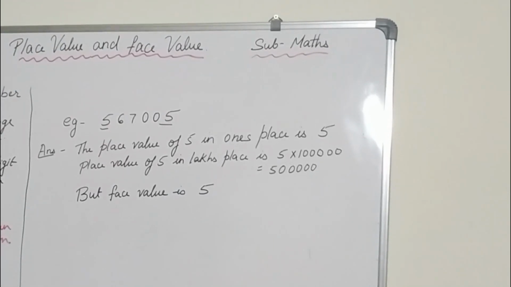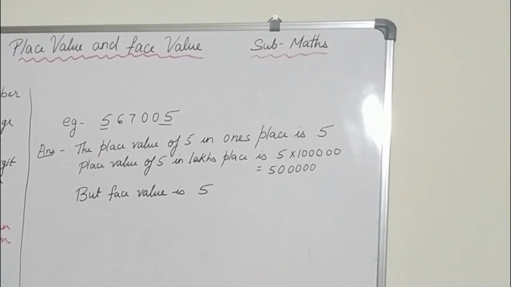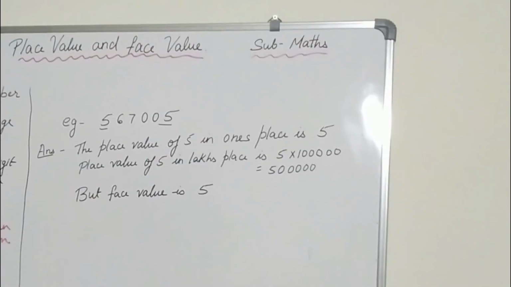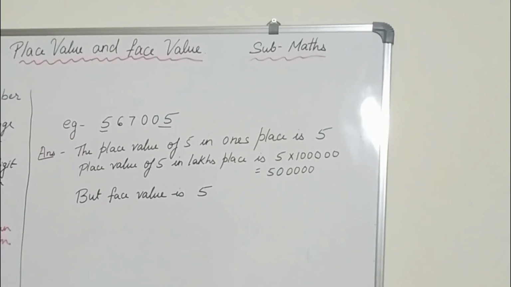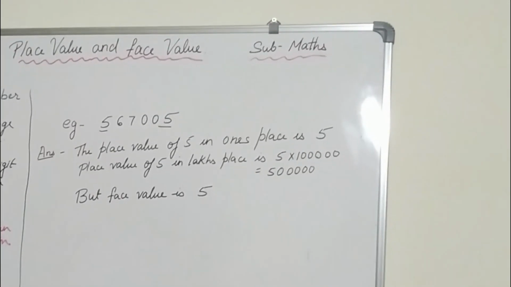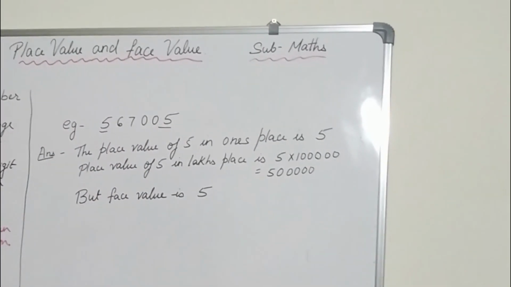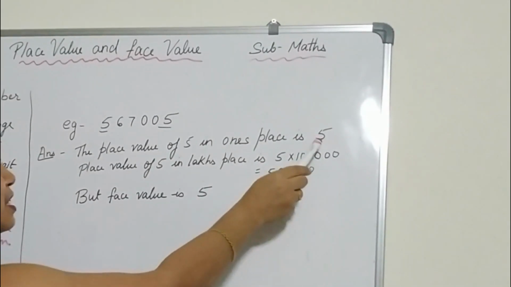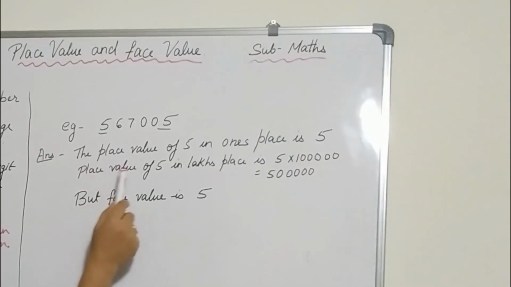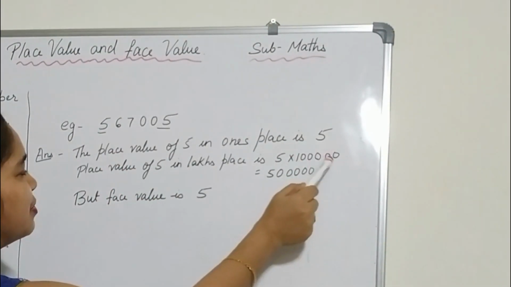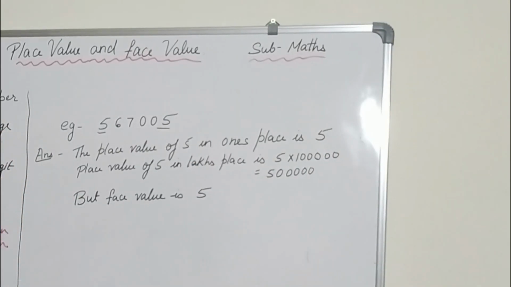Now we will consider one more example of place value. This is the number 567005. When we have to find the place value of 5, there are two 5s over here. When it is placed in the ones place, the place value is only 5. When it is placed in the lakhs place, the place value is 5 into 1 lakh, that is 5 lakhs.